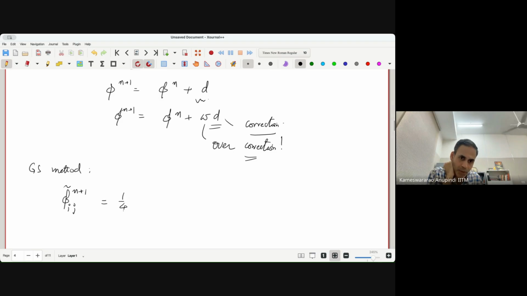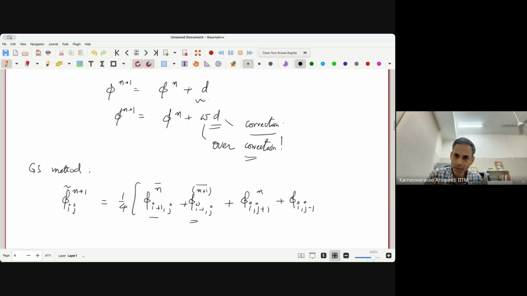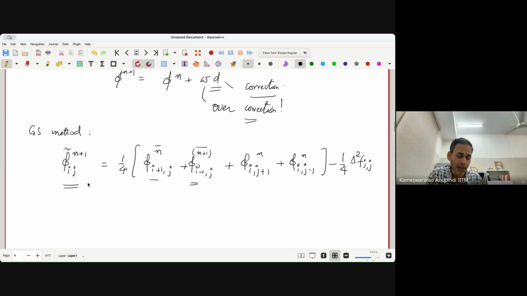That's going to be 1 by 4 of phi i plus 1 j at n plus phi i minus 1 j at n plus 1. Pay attention here. Whenever I use i minus 1, I'm using n plus 1. Whenever I use i plus 1, I'm using n. This is because of the Gauss-Seidel method, because those values are already available at the current step. Similarly, phi i j plus 1 at n, and then phi i j minus 1 at n plus 1, minus del square Fij. Okay, so that's what I have. So this is what you got from the Gauss-Seidel method.